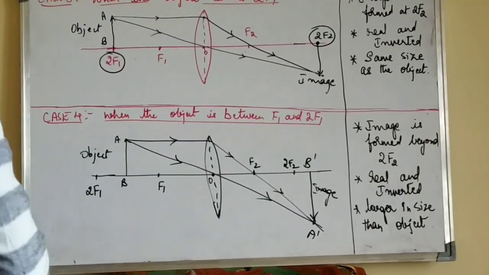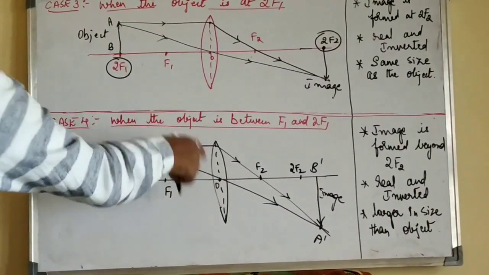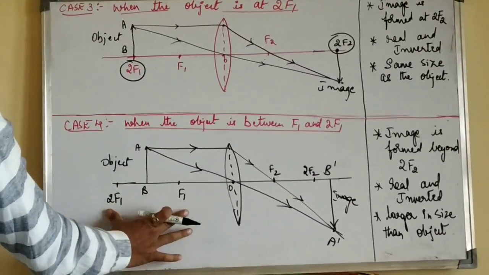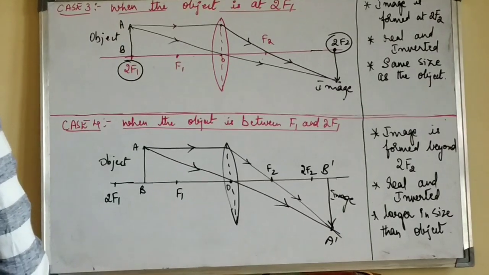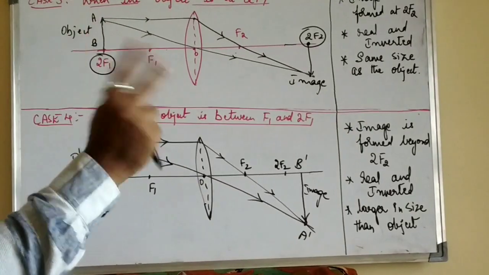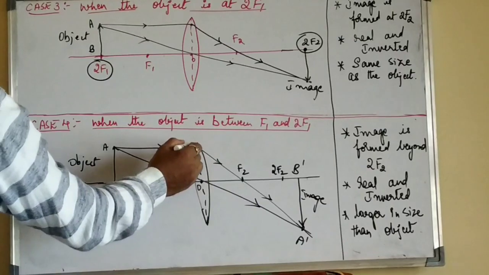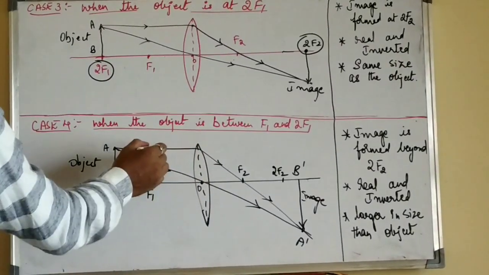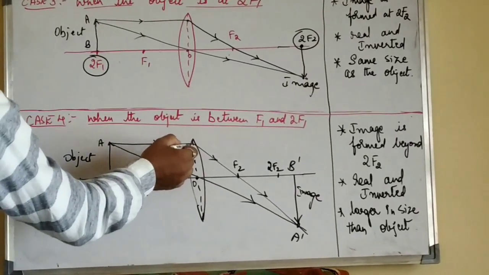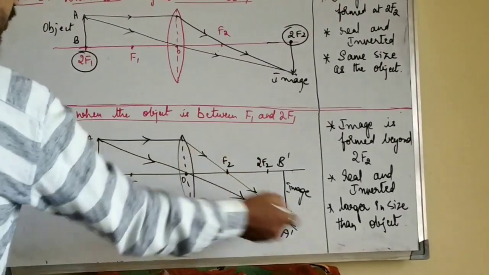Okay. Now, you can see here. When the object is between F1 and 2F1, again you have a convex lens, now you have F1 and 2F1. In between F1 and 2F1, you have the object AB. Now let us trace the image, okay? As usual, you have to apply two rules out of three rules. From the point A, one incident ray is moving towards the lens, and that incident ray is parallel to the principal axis. That's why at the interface there is refraction and that refracted ray passes through the second principal focus on the other side of the lens.